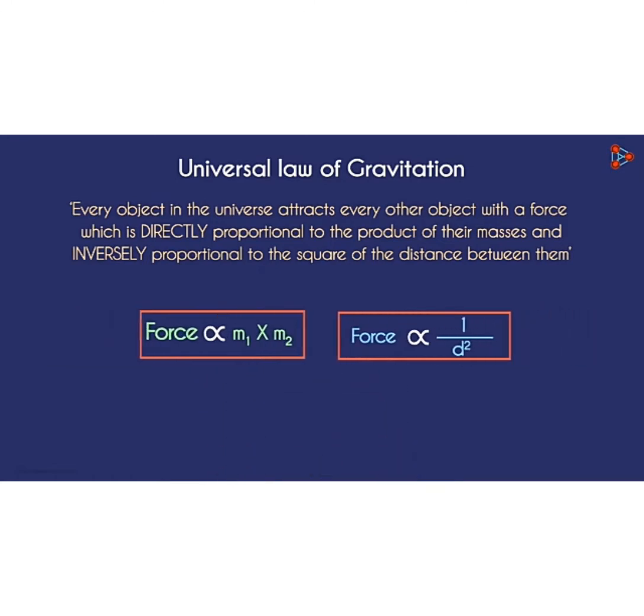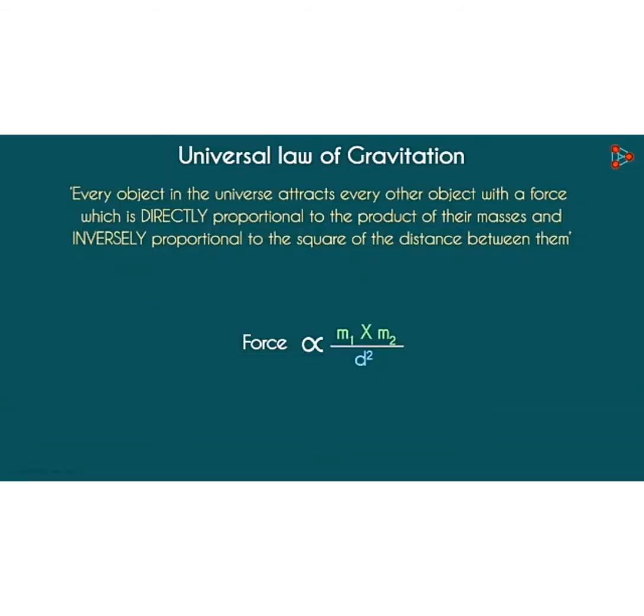With this data, we can write it mathematically like this. So if the mass of any of the objects increases, the gravitational force will have more magnitude. And more the distance between the two objects, the lesser will be the gravitational force. Directly proportional to the product of the masses and inversely proportional to the square of the distance between them.